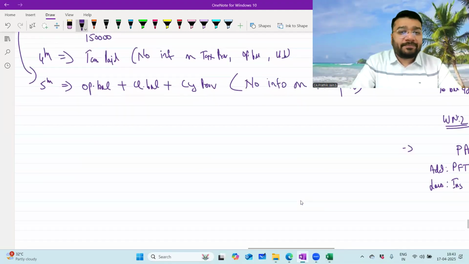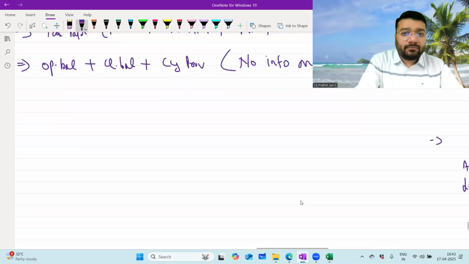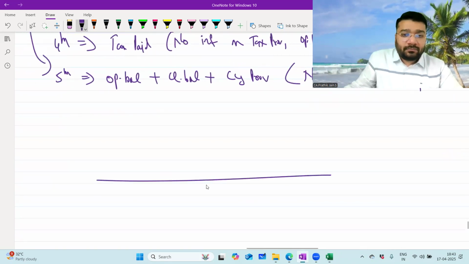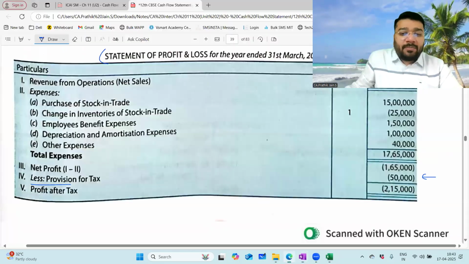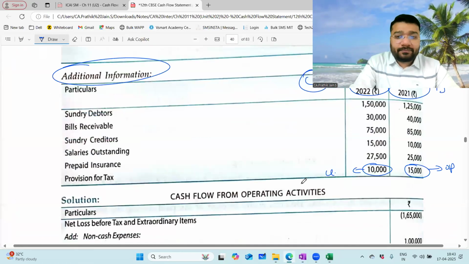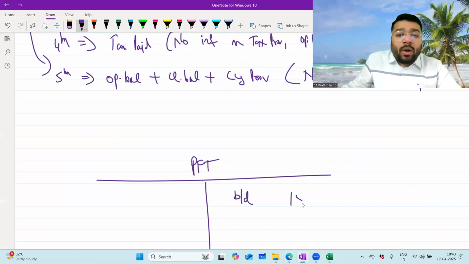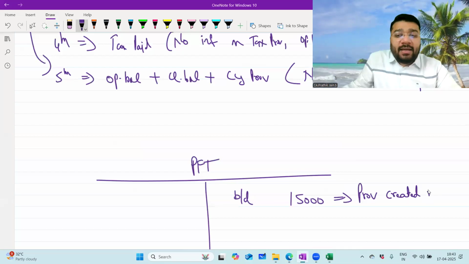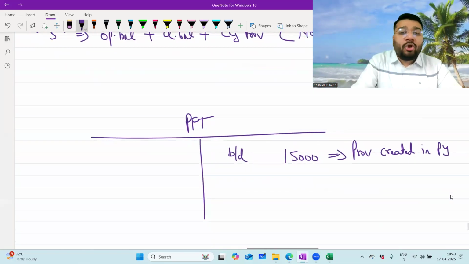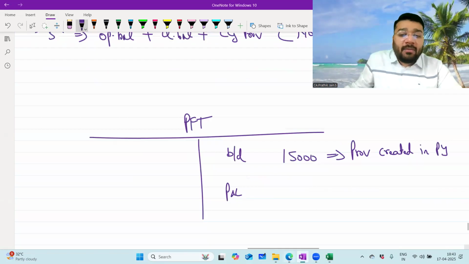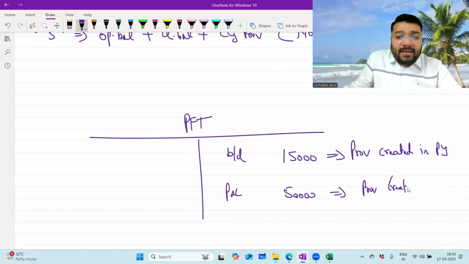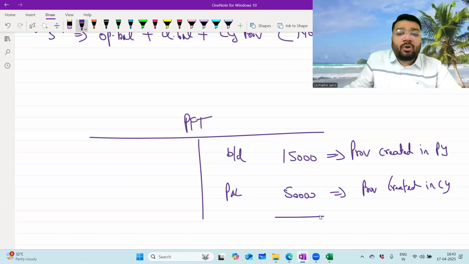So open the PFT ledger. What is the balance brought down? 15,000 is the balance brought down. What is the meaning of this 15,000? Provision created in the previous year. Do you have the provision created in the current year? In P&L, how much? 50,000. Provision created in the current year. Total is how much? 65,000. What does this mean?